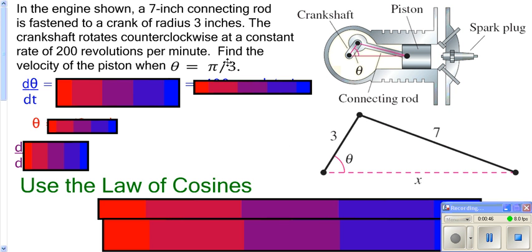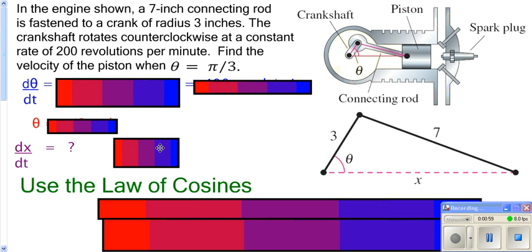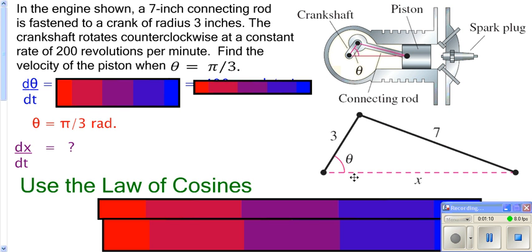We want to find the velocity of the piston. Well, this is the distance to the piston here, so your velocity would just be that rate. So we're trying to find dx/dt. We know that at the one instant, theta is pi over 3. However, your angle does change.